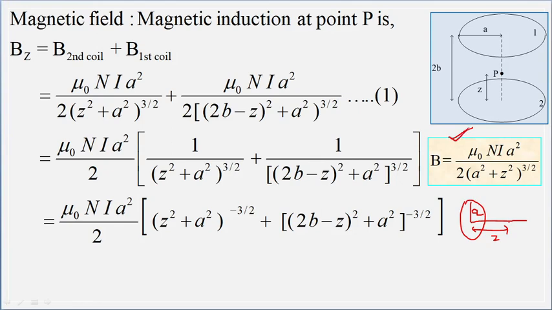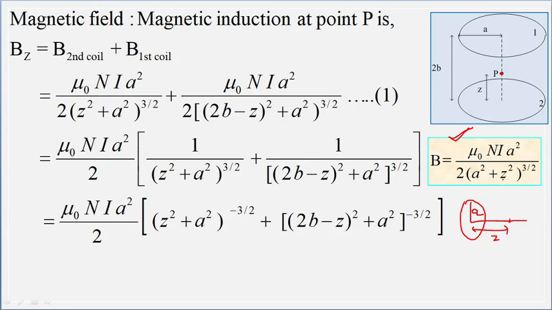What I mentioned here, which we had derived last time, is the field due to a single coil. A is the radius of the coil, and Z is the distance of that point from the center. Now we'll use this formula for these two coils, at the point P. Due to the second coil, it is a distance Z. For the first coil, it is a distance 2B minus Z. So if you apply it to the second coil, then Z is that Z, and if you apply it to the first coil, then Z becomes 2B minus Z.